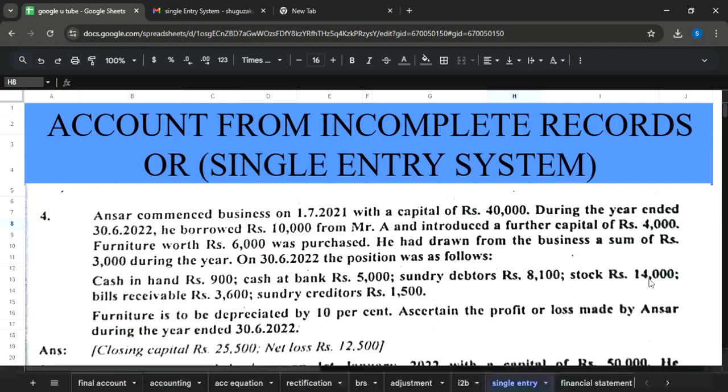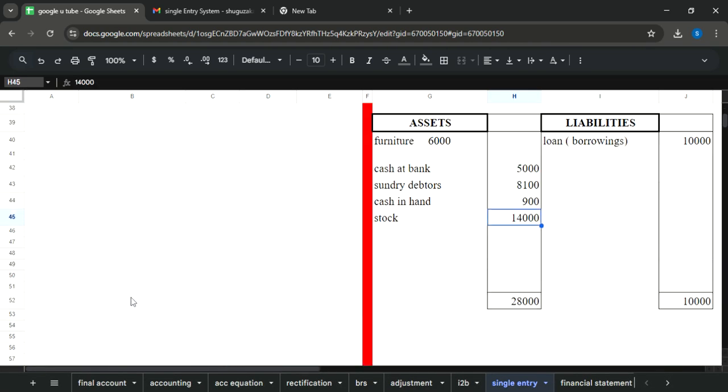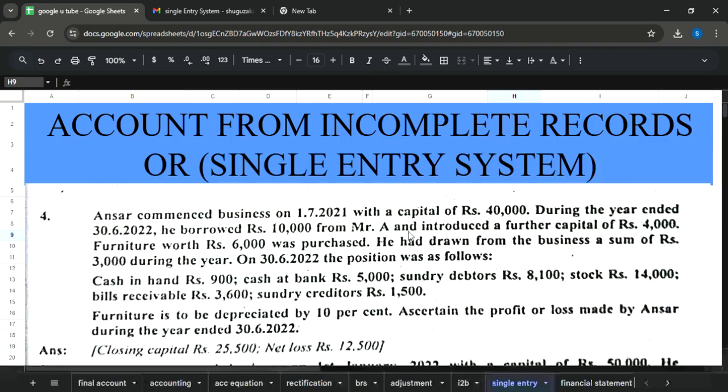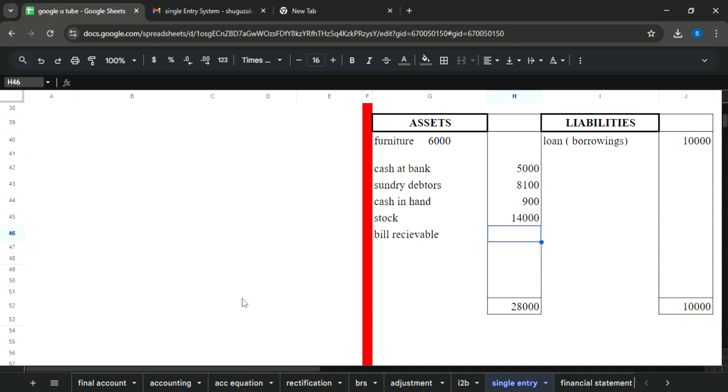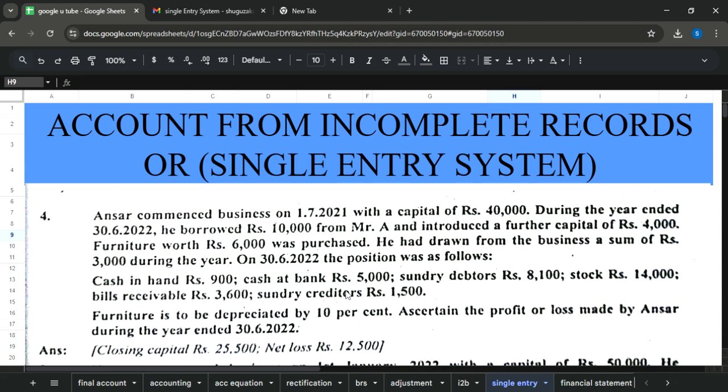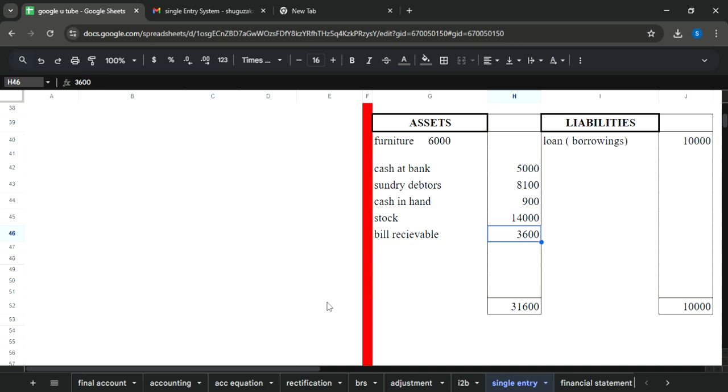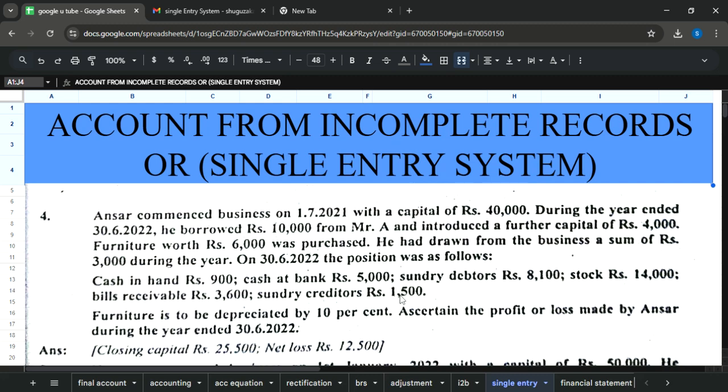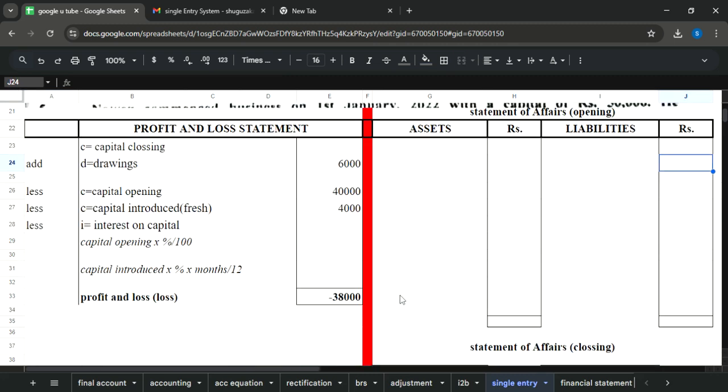Then we have bills receivable. This is also your asset. So you will go to the closing statement. Bills receivable, you will write the amount of bills receivable, 3600. So put 3600 on the asset side. Then we have sundry creditors. Creditors are your liability. Come to the liability side. Write down sundry creditors. Amount of creditors 1500. So just put 1500 in front of creditors.